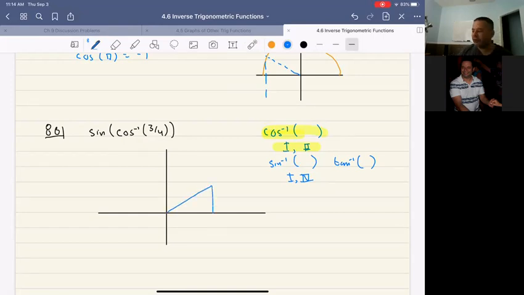Our triangle has adjacent over hypotenuse being 3 over 4. So that means this y is going to be the square root of 16 minus 9, which is the square root of 7. And now the sine is just going to be opposite over hypotenuse, square root of 7 over 4. Okay, let's do another one. Let's do 84.